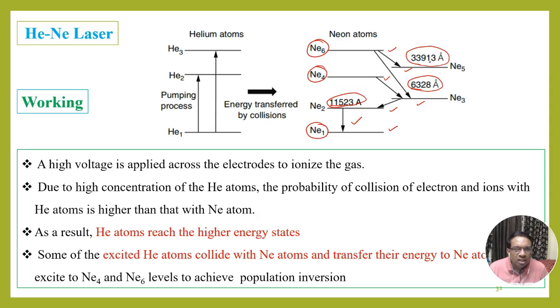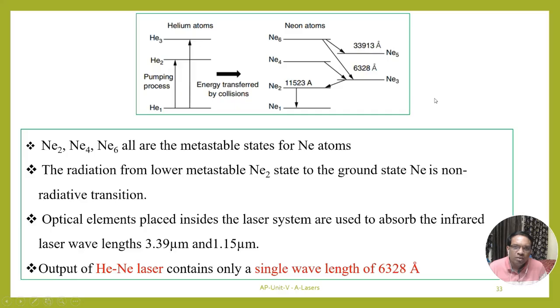So these three types of wavelengths will be released. Of the three wavelengths, what we require is this one, 632 nanometers, which is red in color. So we use optical components in the laser system which absorb the other two wavelengths, and this laser is emitted out. That is what we require in the helium-neon laser.